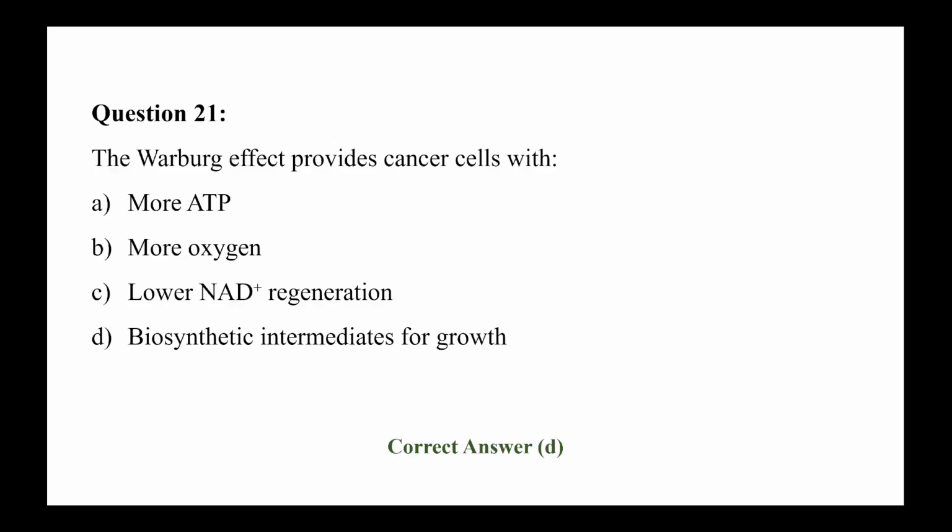For dividing continuously, it needs things to make protein. It needs things to make DNA. So the HMP shunt pathway is required for making the ribose, for making the NADPH. So all those things are met by the glycolysis pathway. So it solely depends on the glycolysis pathway, so that it can use all the intermediates for its growth.